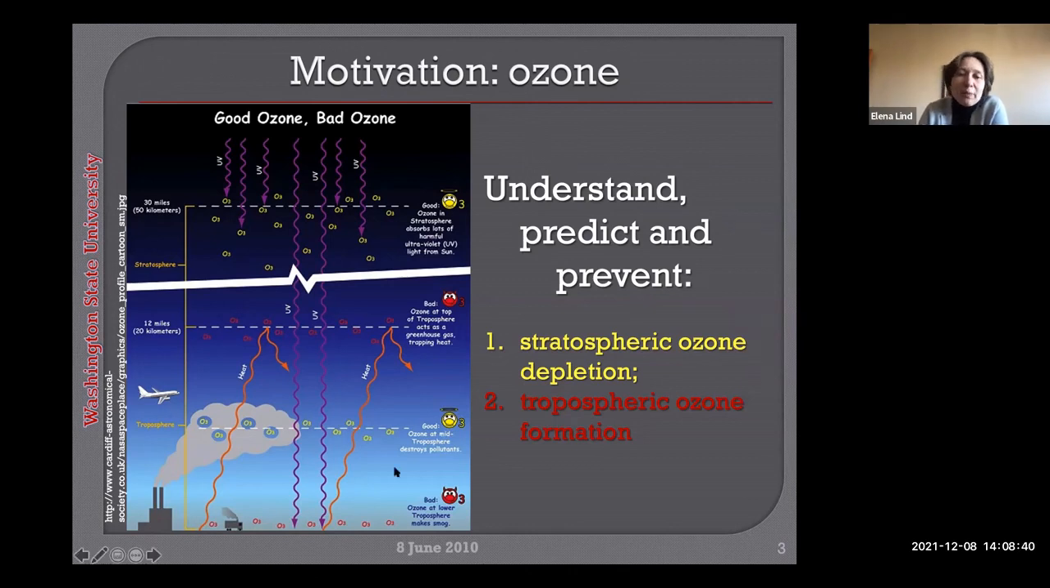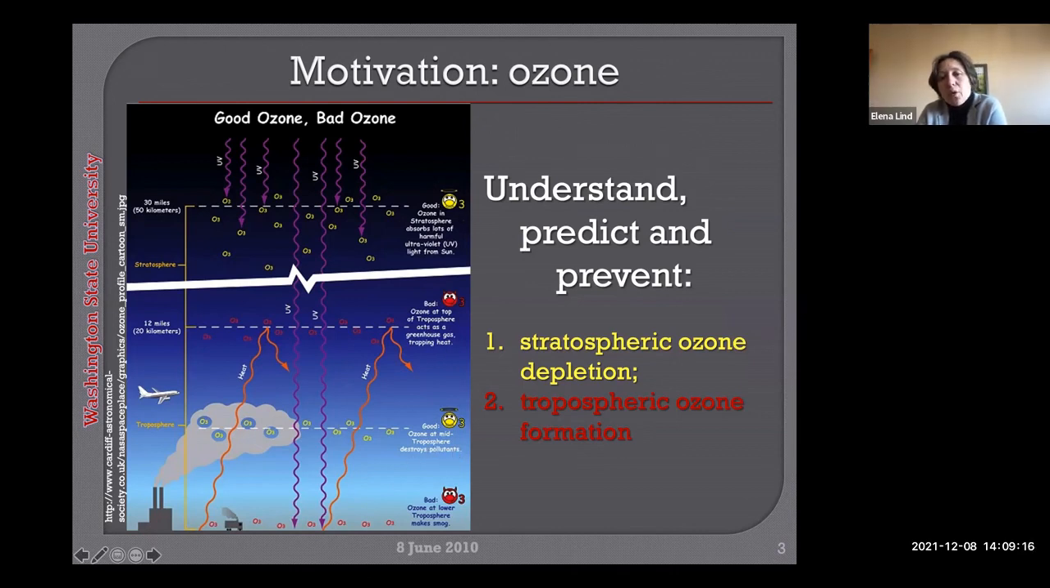Then you go a little higher, and there is ozone in the free troposphere, the mid-troposphere part. At this level, it's actually good because it helps us destroy the pollution emitted from the surface. And if you go a little higher, again ozone is a bad guy, because it's now a greenhouse gas. So obviously, we don't want anything here, we don't want anything here, and we want these guys here.